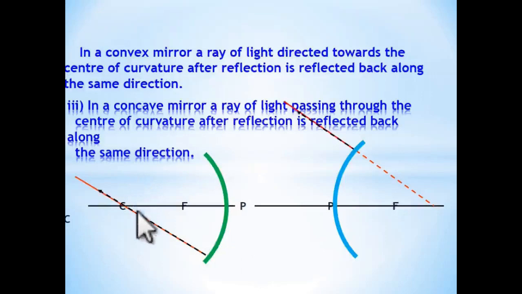The third rule is, in a convex mirror or in a concave mirror, a ray of light passing through the center of curvature after reflection is reflected back along the same direction. So if any ray is passing through C, after reflection it retraces its original path. It goes like this, then again it comes back.